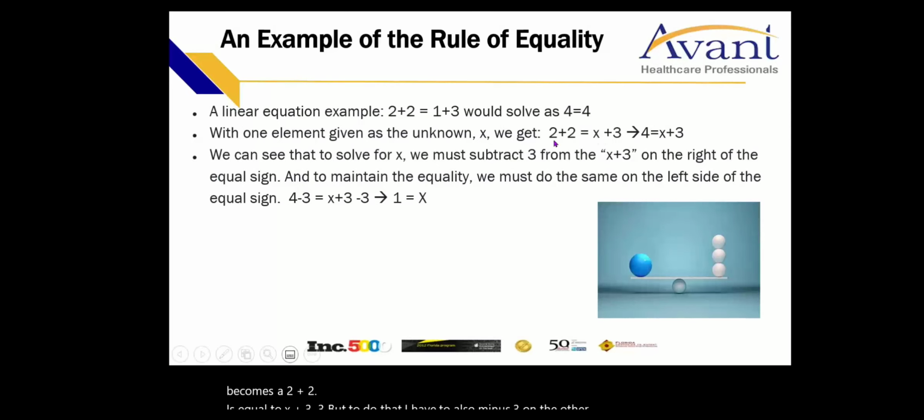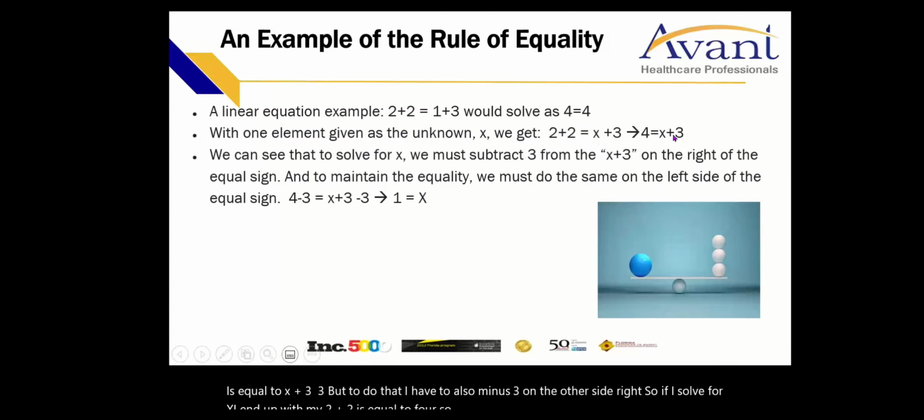So if I solve for x, I end up with 2 plus 2 is equal to 4, so that 4 is equal to x plus 3. But to get rid of this plus 3, I have to subtract it. So if I subtract it on this side of the equation, I have to subtract it on this side of the equation. So now I have 4 minus 3 is equal to x plus 3 minus 3. Okay, so 1 is now equal to x.